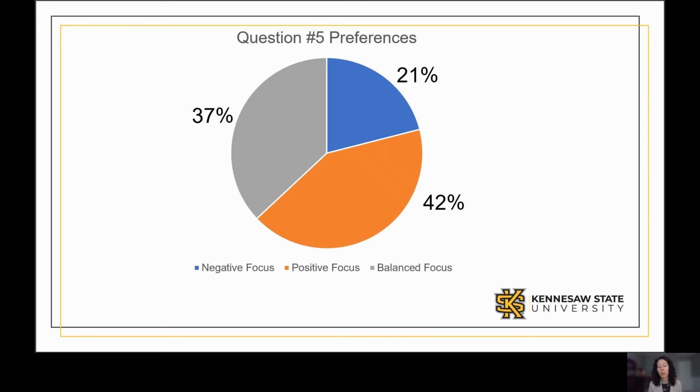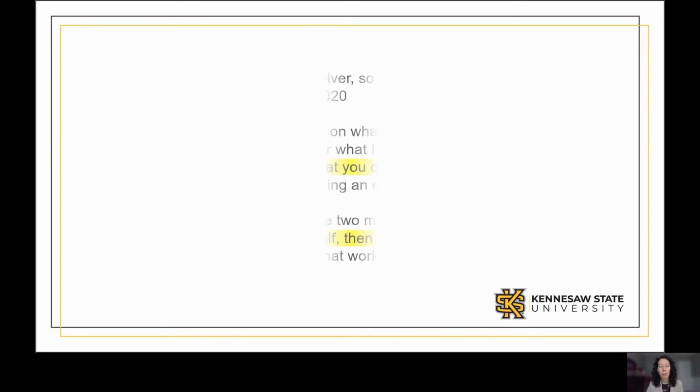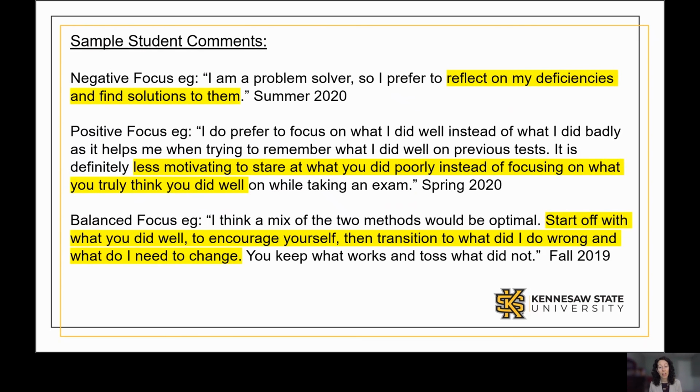Then we had 37% of the students who wanted a balance between what they did well and what they could improve on. We also have a small subset of students, 21% in that particular year, who just want to focus on what was negative: What did they do wrong and how could they improve? And here are some sample comments from where this data came from.